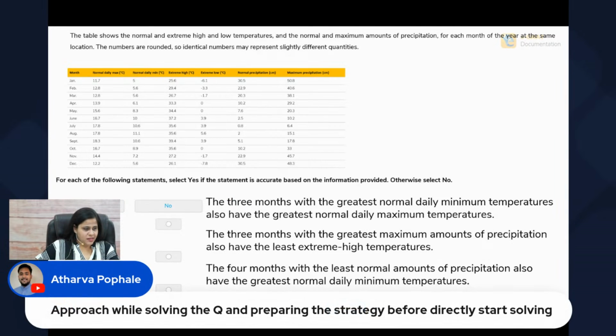Athar is saying: approach while solving the question, and preparing the strategy before directly solving. Absolutely, that is very critical, and thank you Athar for putting it so clearly. If you don't have a strategy before you start looking at the data table, then you will get confused. You will end up doing a lot of back and forth.